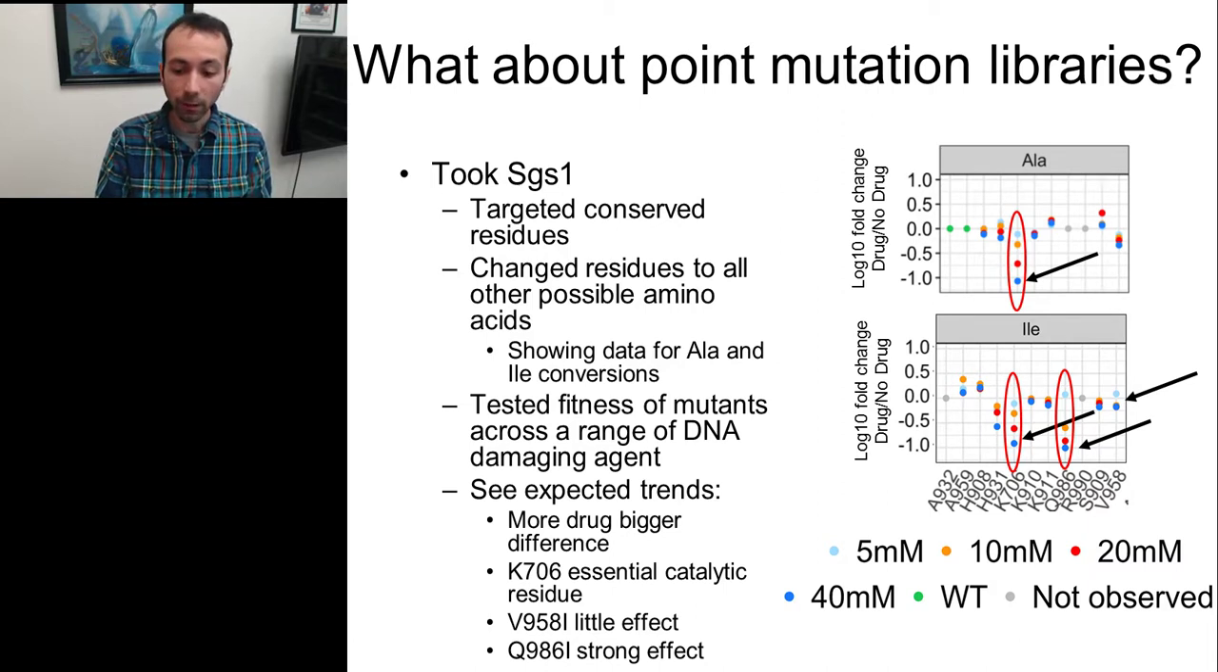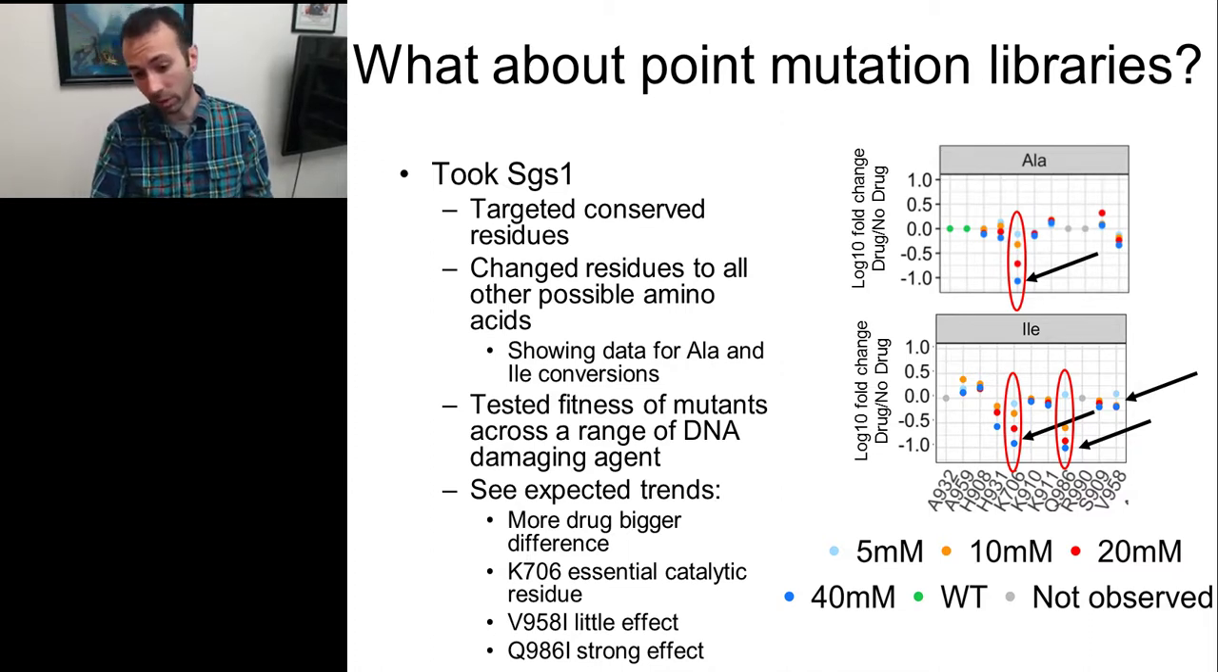If you change valine 958 to isoleucine, you see that cells don't really care, and that makes sense because valine and isoleucine are highly similar to each other. If you mutate a charged residue to an uncharged residue, so you take glutamine 986 and convert it to isoleucine, you see that that's very deleterious. And so once again, we saw all the expected results you would anticipate when you did these mutations. It helped us know that our system seemed to be working as we expected.